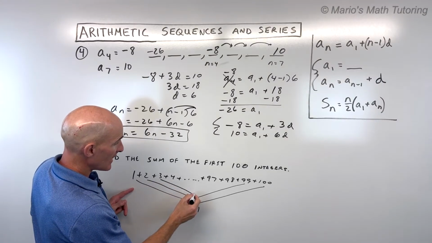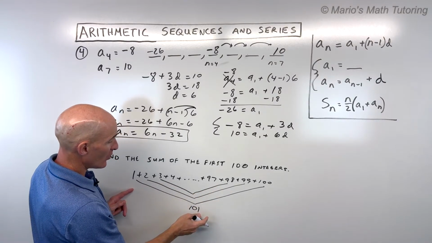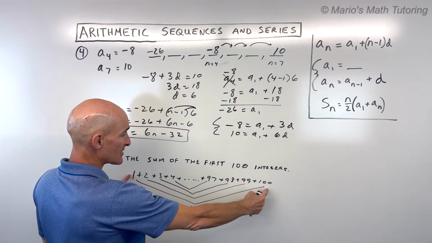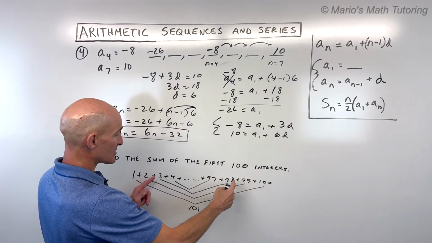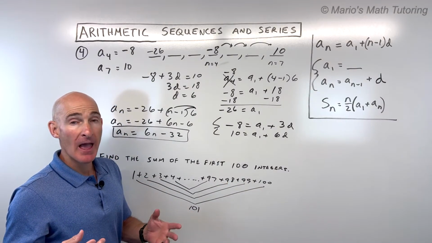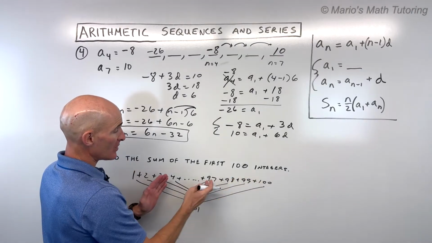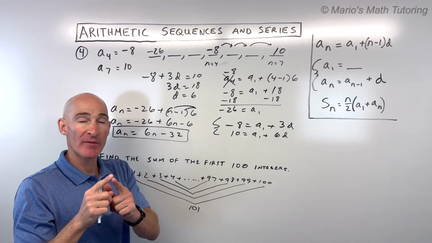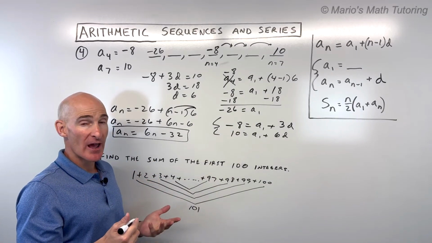3 plus 98, I get 101. 4 plus 97, I get 101. So if I take the first term and the last term, the second and second to last term, third and third to last term, I get that same number of 101. And how many 101s do you think we could make here? Well, there's 100 numbers, but because we're pairing them up 2 at a time, we should have half as many, right?